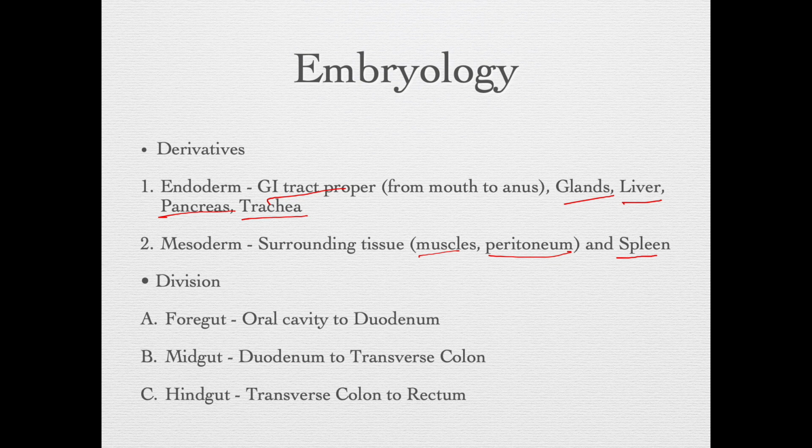The second point is regarding the division of the GI tract from the mouth to the anus. The foregut starts from the oral cavity and goes up to the duodenum. The midgut is between the duodenum and the transverse colon, and the hindgut is between the transverse colon and the rectum. The important correlation that has to be made is that the arterial supply for each of these divisions is by a different artery.